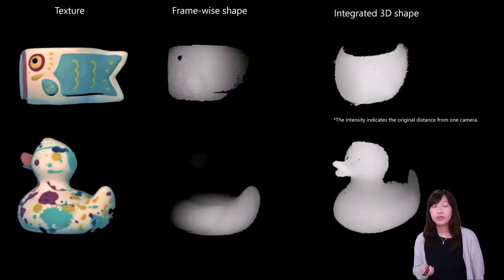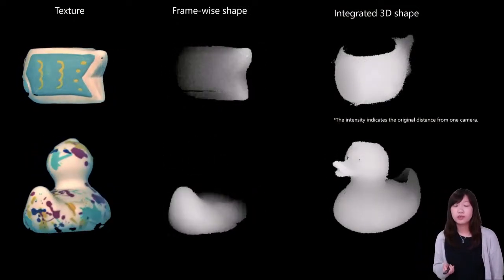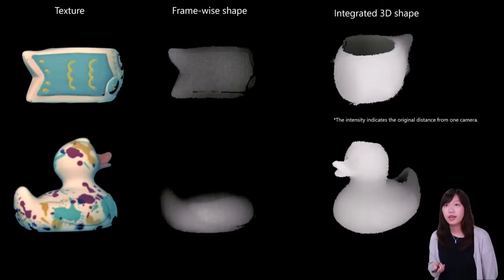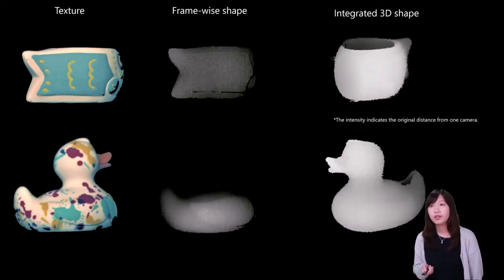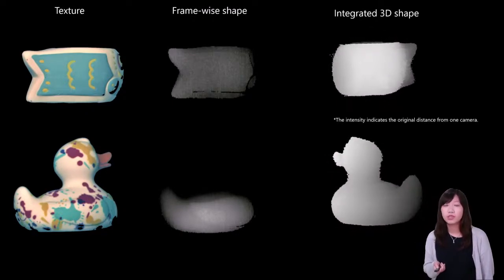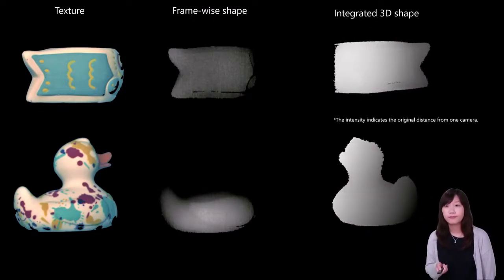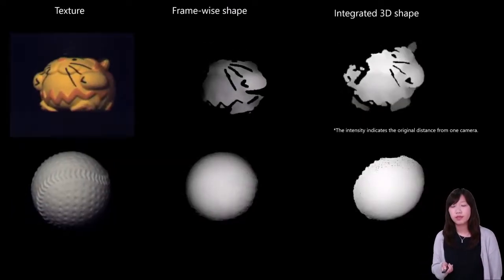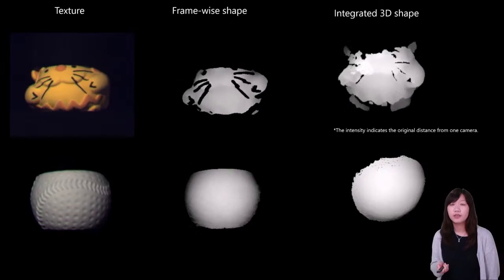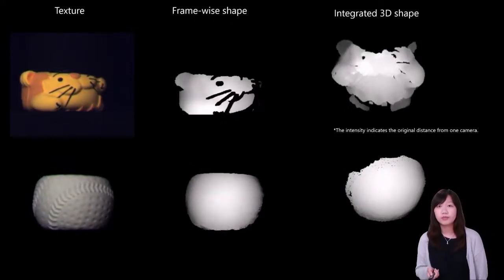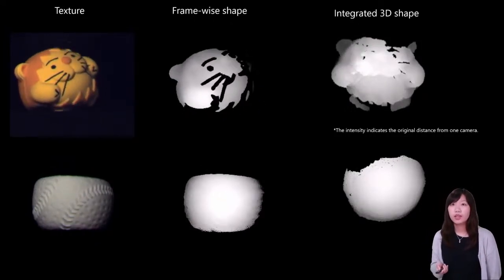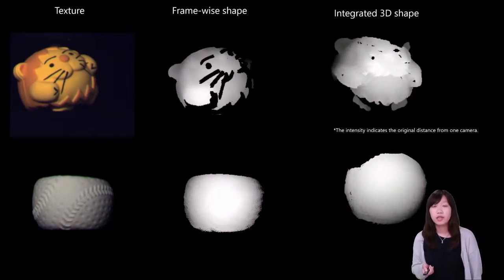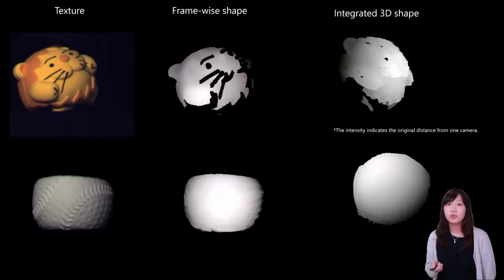Here are the results of rigid objects in motion. These results showed that our method can accurately recover the complete shape of the objects in water. Here are the results of dynamic non-rigid objects. We can observe that our method successfully reconstructs the rest-shaped geometry of the deforming objects in water.